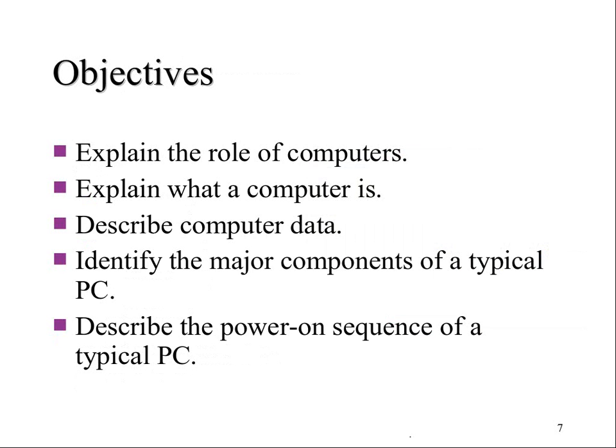What are the objectives of this chapter? First, we want to explain the role of computers in society, explain what a computer is, describe what we mean by computer data, and how a computer does its job by processing that data. We want to identify the major computer components of a typical PC or personal computer. We want to describe the power-on sequence of a typical personal computer and understand why that's important, because many times problems show up when we turn on a computer.